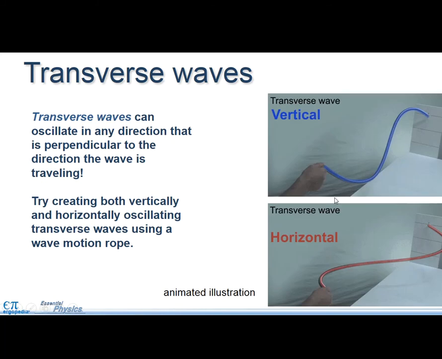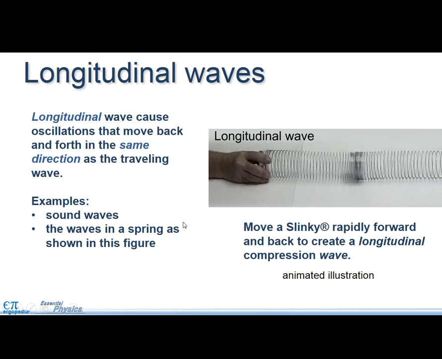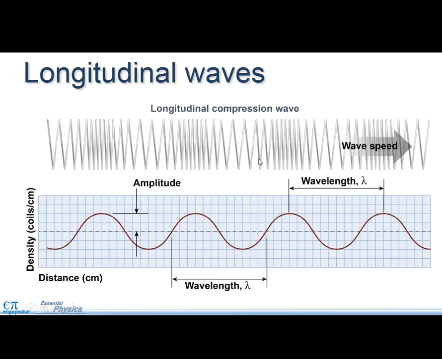Just to remind you of transverse waves, we did an animation like this before, and you got to see the different ways that they have either vertical or horizontal motion, yet the wave moves from left to right. And a longitudinal wave, for example, is a sound wave, or the waves in a spring as shown here. If you move this back and forth, you create a compression wave which moves through. So for longitudinal waves, we write here the density. It's higher density here, lower density here, higher density here. And you can see that this graph is corresponding to this compression wave.